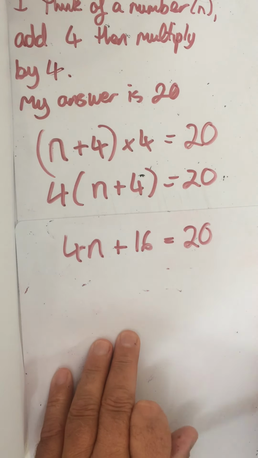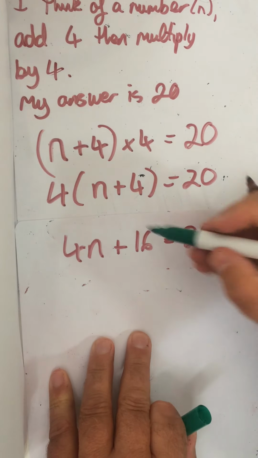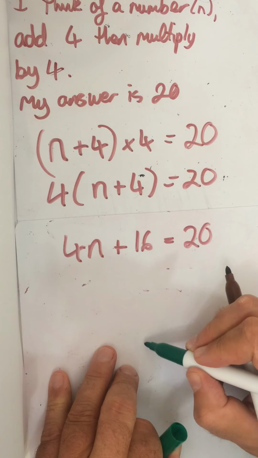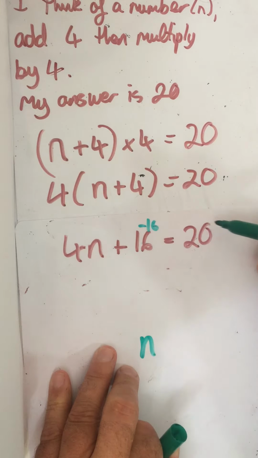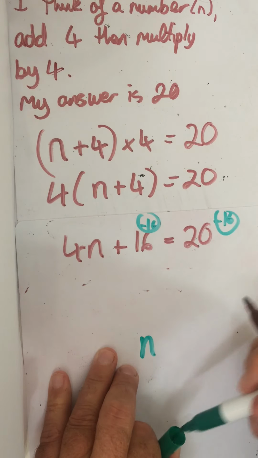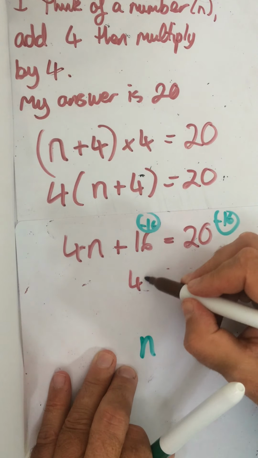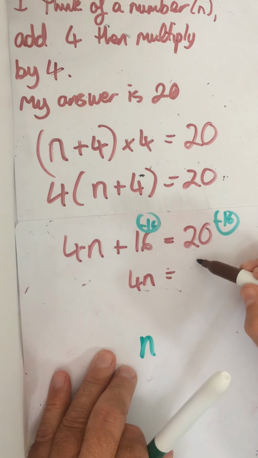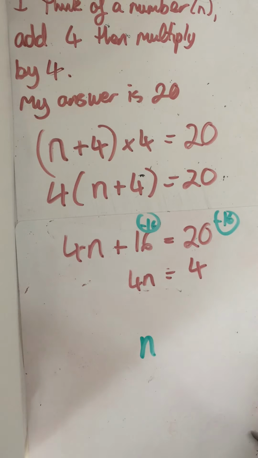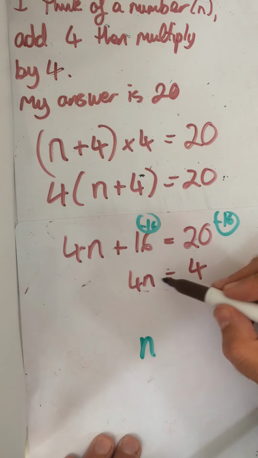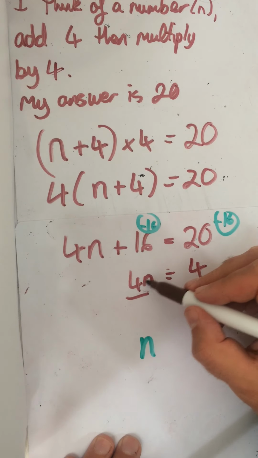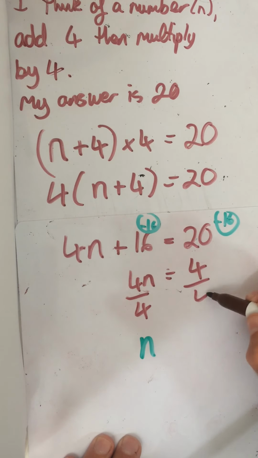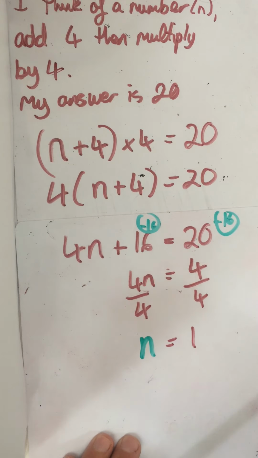From here it's straightforward, isn't it? We need to be left with n, so we want to get rid of this plus 16 first. We do that by minus 16 either side. So we're now left with 4n is equal to 4. This is 4 times n, so we're going to divide by 4. n is equal to 1.